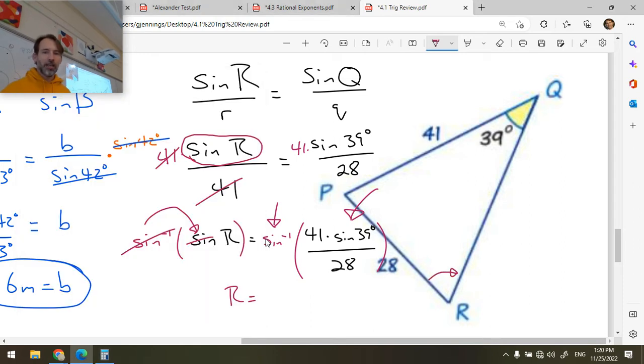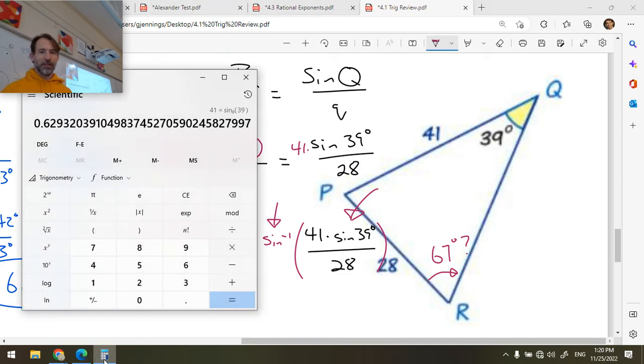What angle do you think? Guess. Quick. 67 degrees. Are you serious? Did you work it out already? That looks like 68, actually. It works like 68? I happen to know it's like 66.6 or something like that.